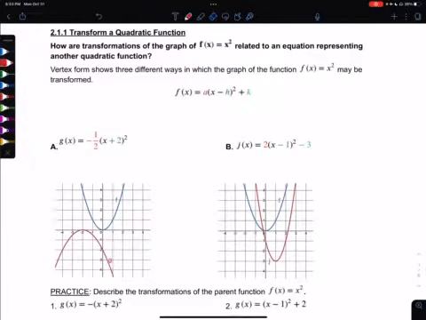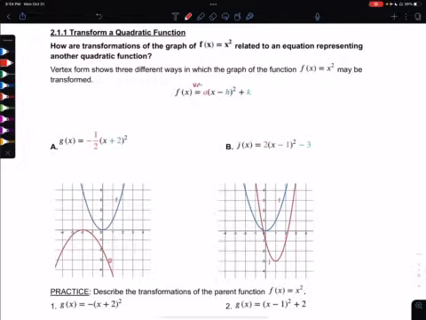Here we're going to look at how to transform a quadratic function. So the question is, how are transformations of the graph of f of x equals x squared related to an equation representing another quadratic function? We have something called vertex form, and vertex form shows three different ways in which the graph of the function f of x equals x squared may be transformed.